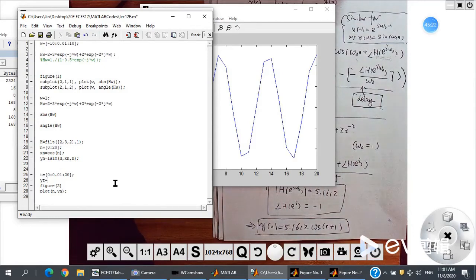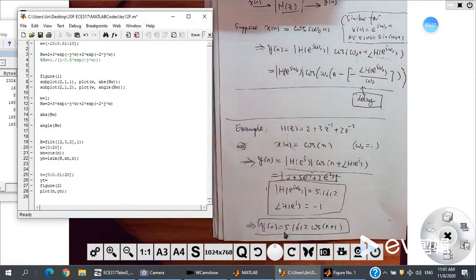We know the output, right? What is the output? This one, 5.1612 times cosine of t plus 1. So this is a continuous one, and then I plot t and yt as well as n and yn, but for n and yn I gave a circle for the points.